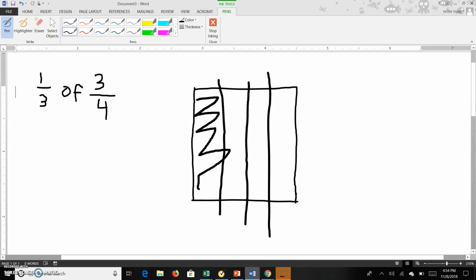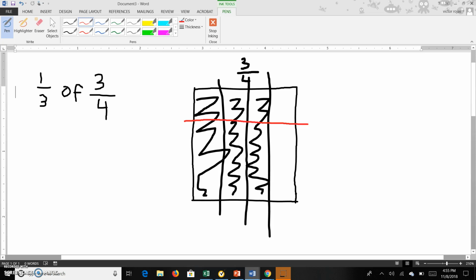1, 2, 3/4. We want to find out what 1/3 of 3/4 is. To demonstrate this, we will partition what we already have into thirds. 1, 2, 3. We need to demonstrate only 1/3 of 3/4.